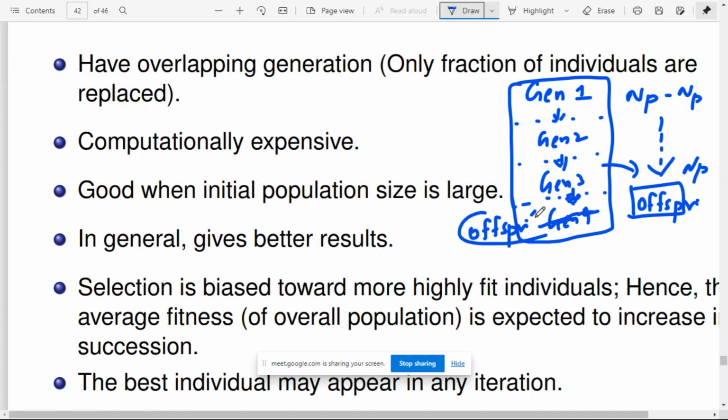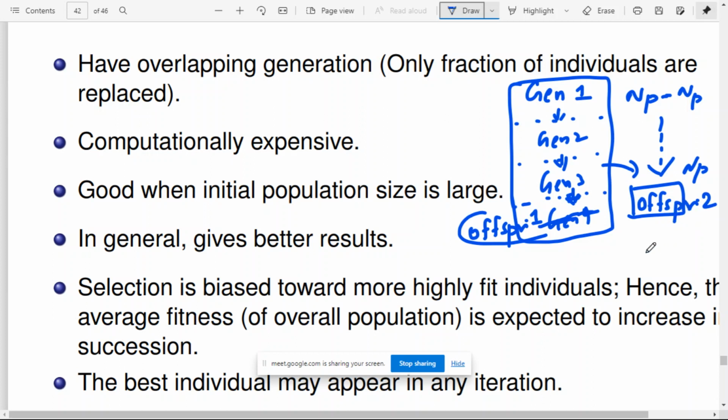Let us call this offspring 1. Now assume that we are again identifying the best individual, but still the solution is not converged. Again we identify another set of NP individuals with a good fitness score, identify their mating pairs and create new offspring. Let us assume this is offspring 2.